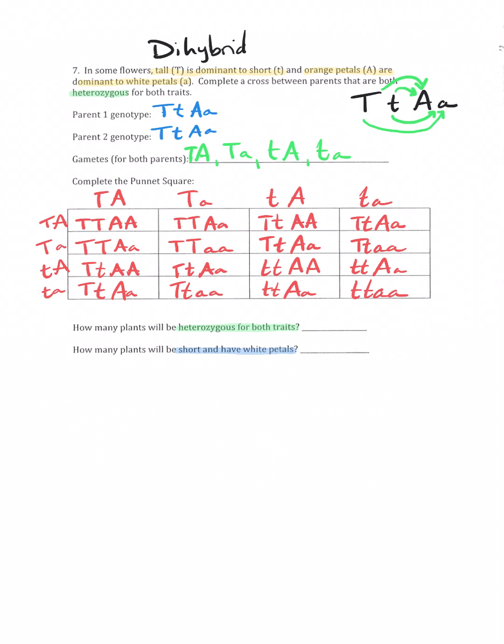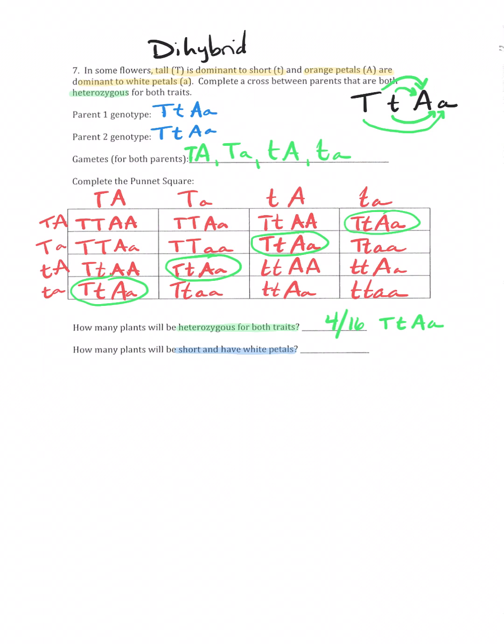The first question says, how many plants will be heterozygous for both traits? So here we're looking for the genotype big T, small t, big A, small a. And you should find that of the 16 that are there, there's 4. And so you're looking for these genotypes, big T, small t, big A, small a, and there's 4 of them. So 4 out of 16.